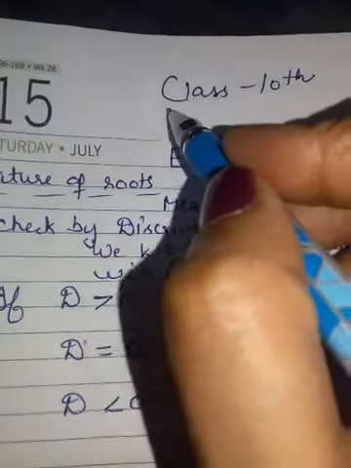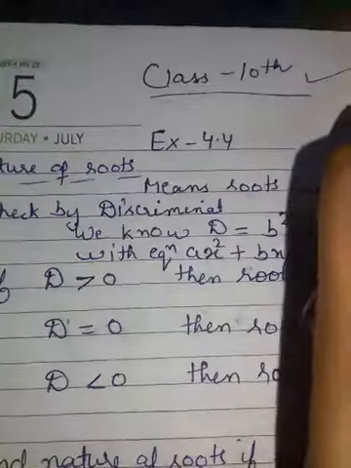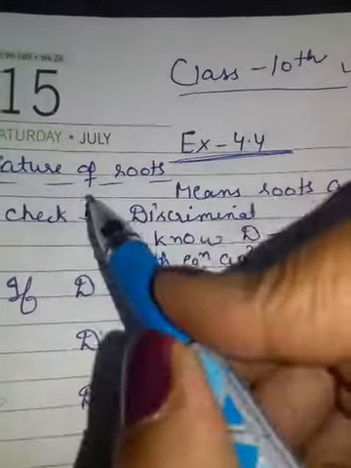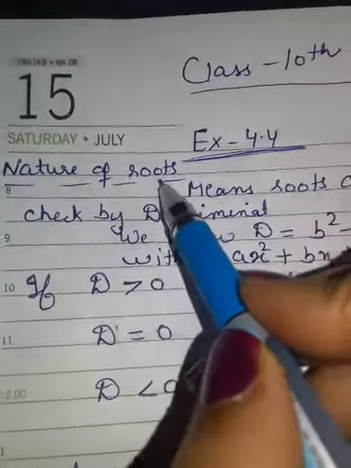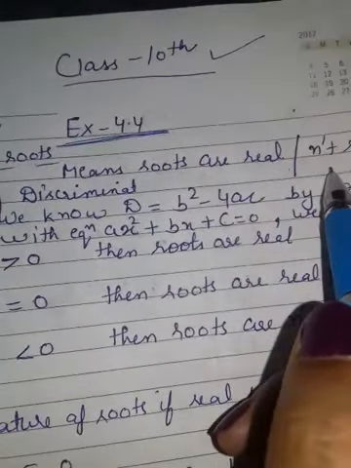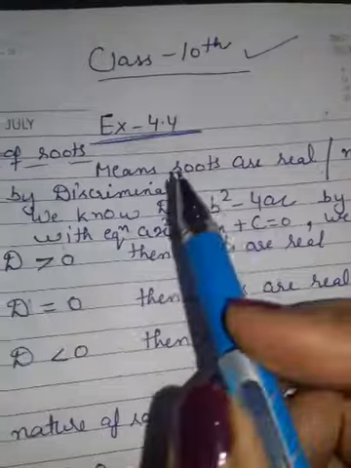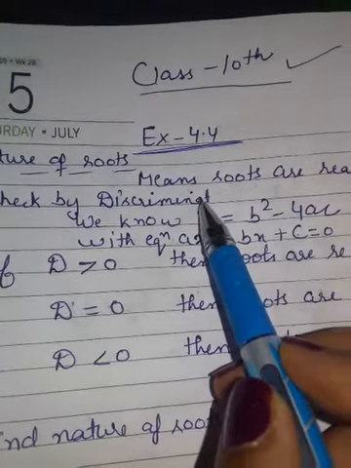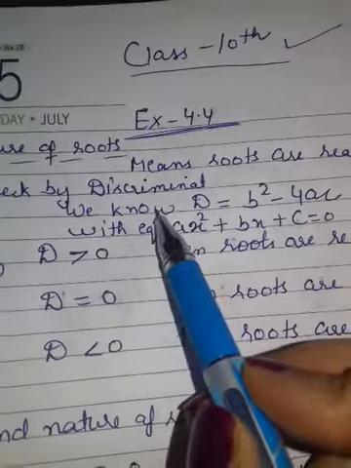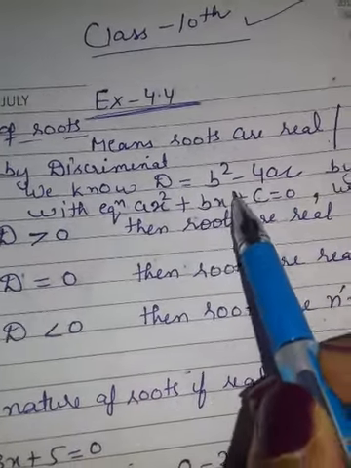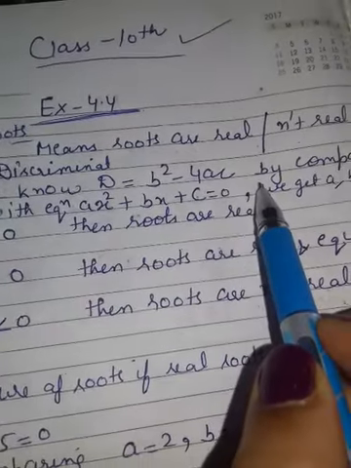Hello friends, let us discuss the concept of class 10th exercise 4.4. Nature of roots means whether the roots are real or not. It can be checked by using the concept of discriminant. What is discriminant? It is denoted by D. This is equal to b square minus 4ac.